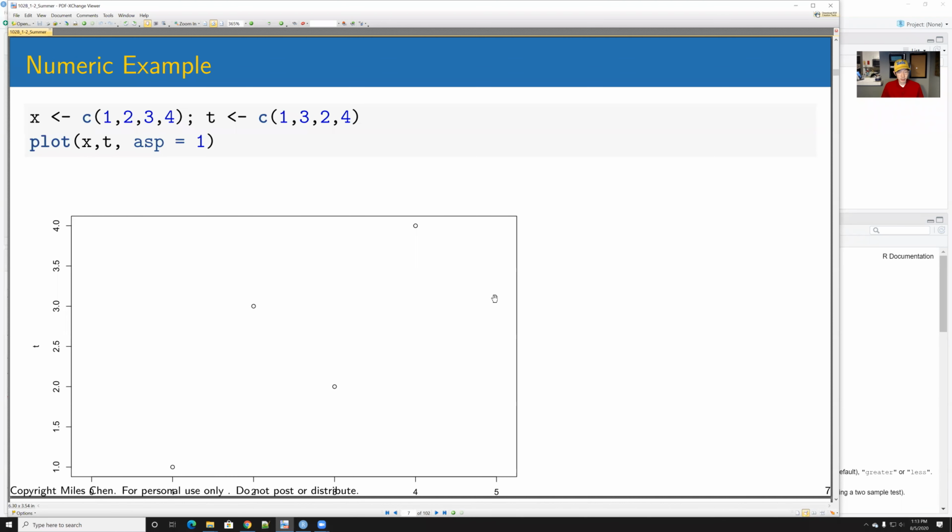All right, so here is a quick example. X has the values 1, 2, 3, 4, and T are the values 1, 3, 2, 4. And if I plot them, this is what it looks like, okay? 1, 1, 2, 3, 3, 2, and 4, 4.